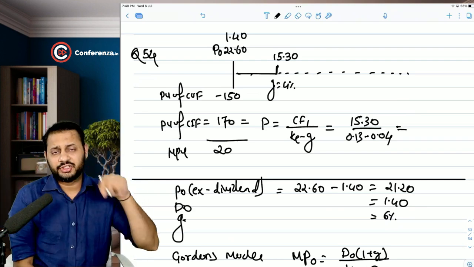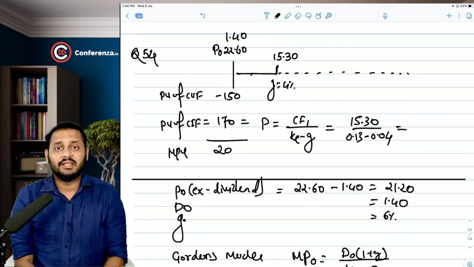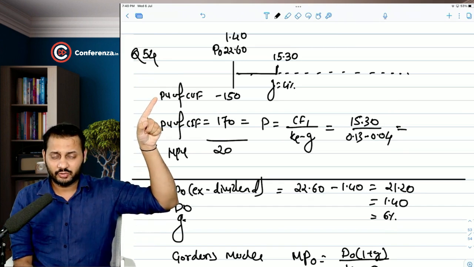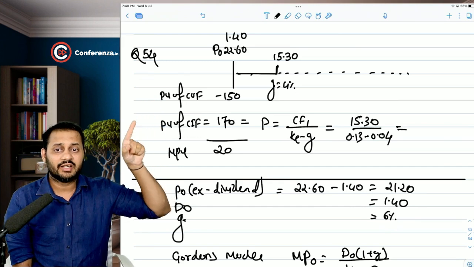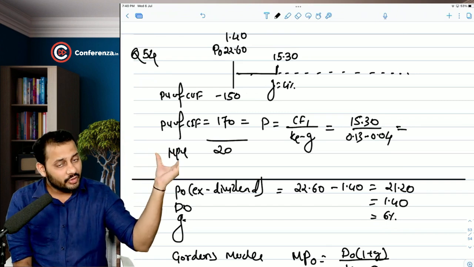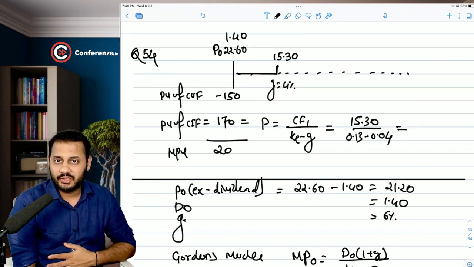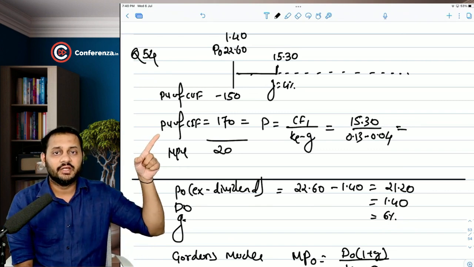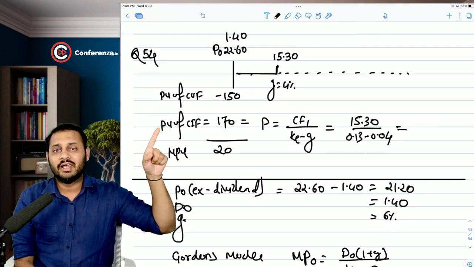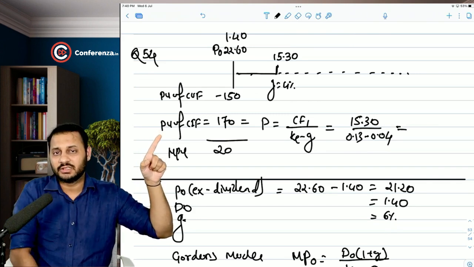The very first question in this sub-question is whether we should accept this project or not, and the conclusion is yes. Why yes? Because by investing 150 crore today, we are getting 170 crore in today's term. And how did we calculate 170 crore? By discounting all the future cash flows. 15.30 divided by cost of equity minus growth. So it is giving us 170 crore. By investing 150 crore, we are increasing the value of the company by 20 crore. So the present value of the cash inflow is 170.